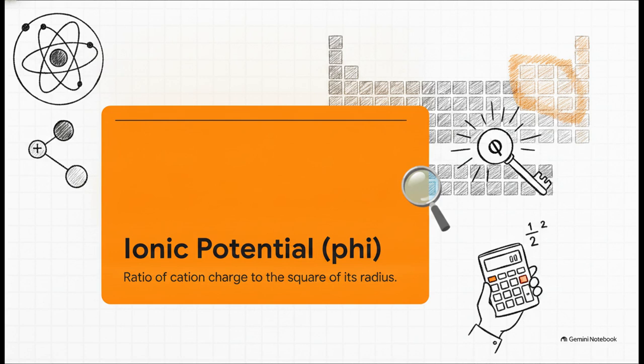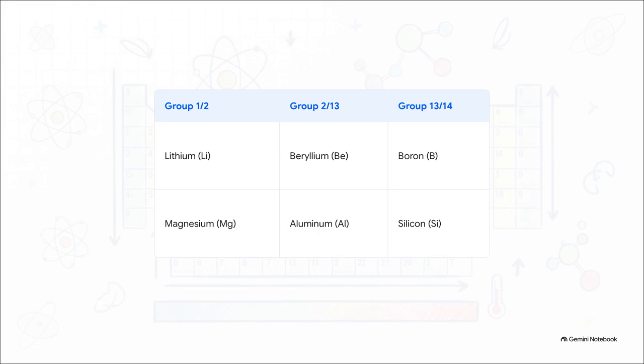Next up, we absolutely need to define ionic potential, which we denote with the Greek letter phi. This is basically a measure of charge density. You calculate it by taking the charge of a cation and dividing it by the square of its radius. This one single ratio is actually the secret key to unlocking one of the strangest quirks of the entire periodic table. And that mathematical relationship is exactly why diagonal relationships exist.